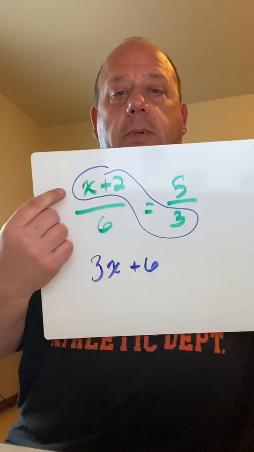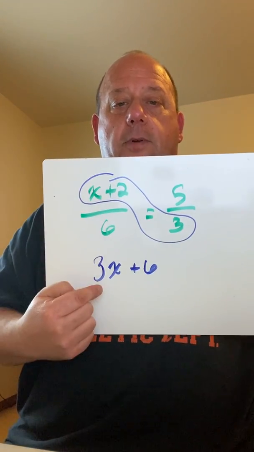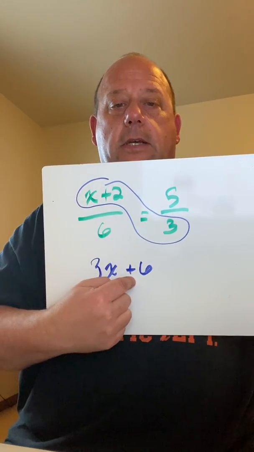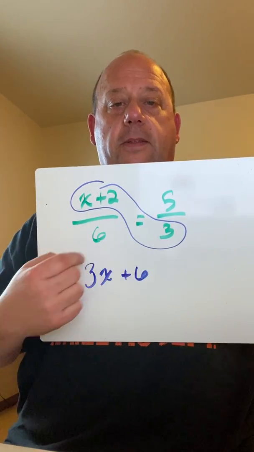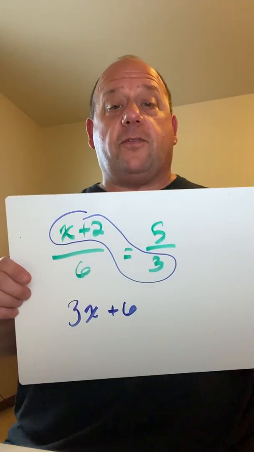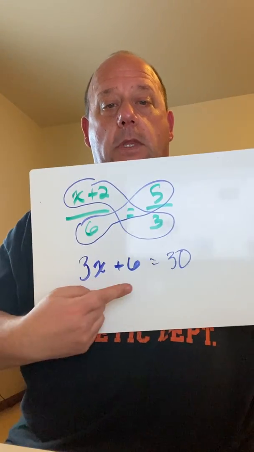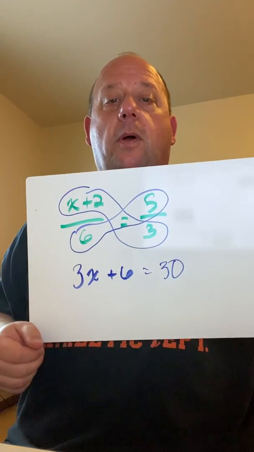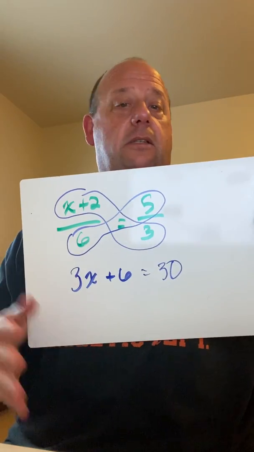If you cross multiply the 3 times the x plus 2, it turns into 3x plus 6. Cross multiply: the 3 times the x is 3x, 3 times the 2 is 6. Now, cross multiply these two, and you multiply the 6 times the 5, and it should make 30. Because it's a proportion, you put an equal sign between them. Two-step equation. Subtract the 6, divide by 3.